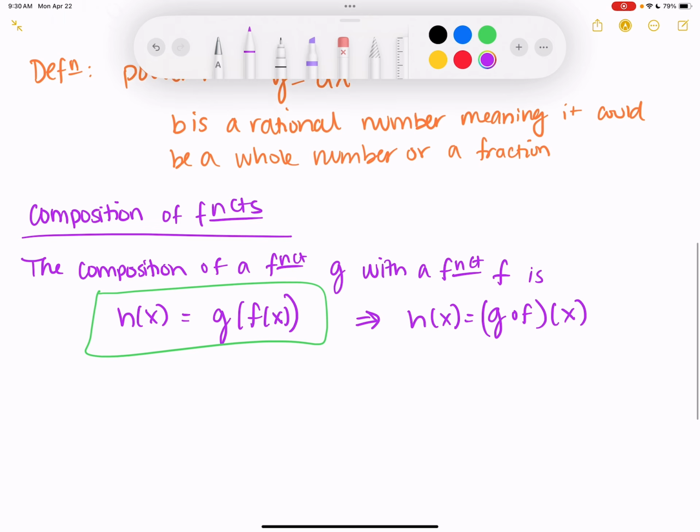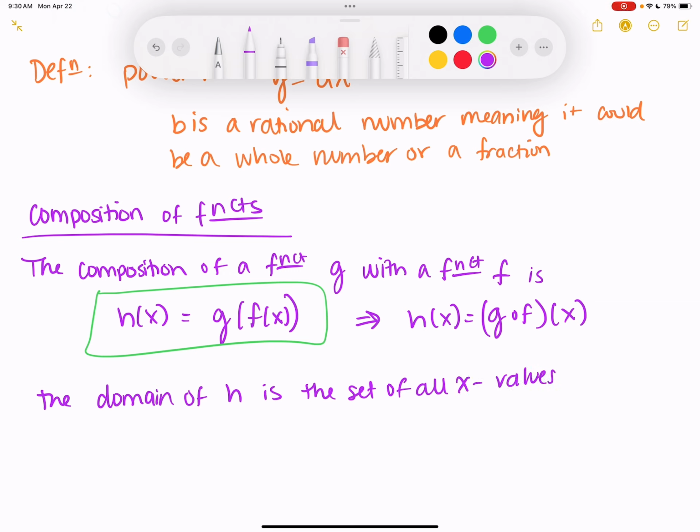The domain of h is the set of all x values such that x is in the domain of f and f of x is in the domain of g.